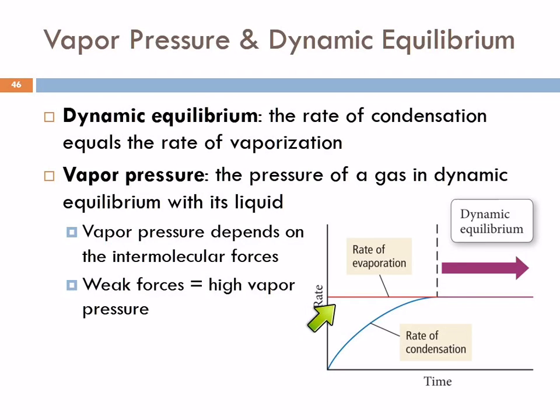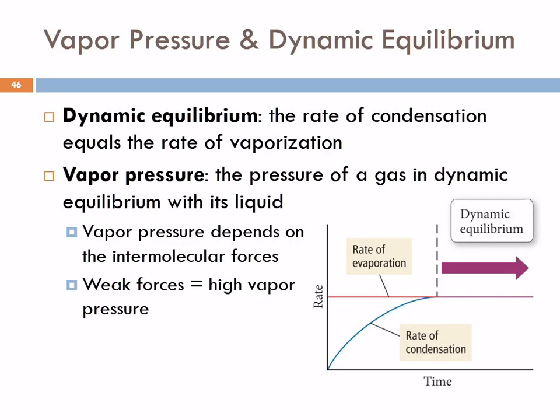Here's looking at these rates in graphical form. Here we have the rate increasing on the y-axis as time goes on. The rate of evaporation stays the same because the temperature isn't changing, the surface area isn't changing. The rate of condensation starts out at 0, there's nothing to condense. As we get more and more gas particles above the liquid, the rate of condensation increases until we get to a point of dynamic equilibrium, and then it stays the same.